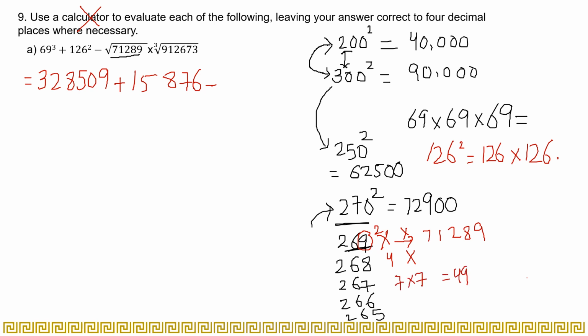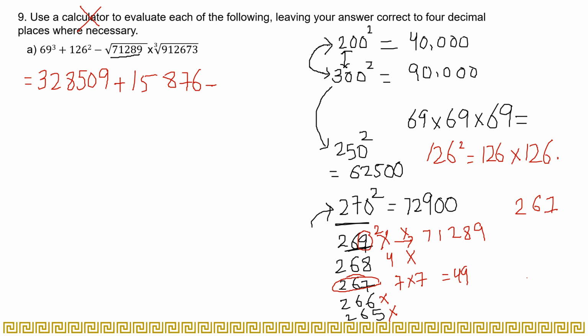Now see, 7 multiplied by 7 is 49. That means it is quite possible that 267 will give you 71289. So you have to check for this number 267. I really think that this might be the answer. So you have to check for it. This one is again not possible. This one is again not possible. So this is the best choice, 267.